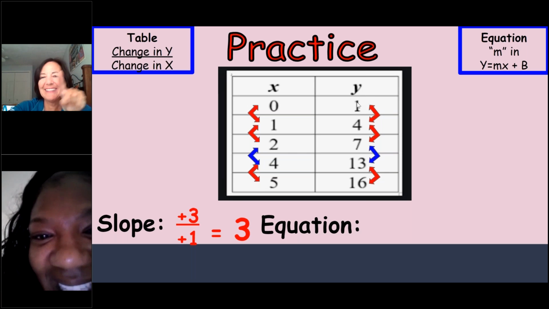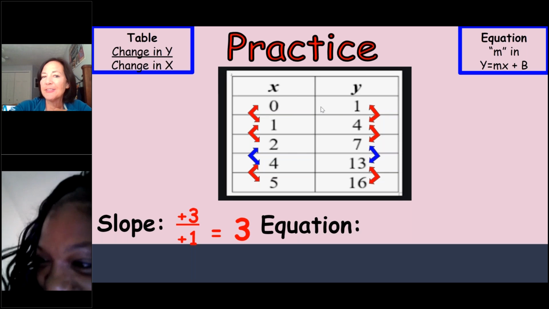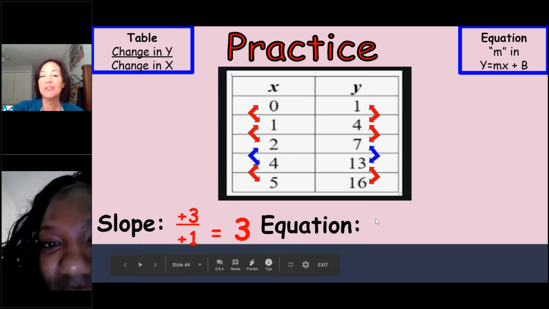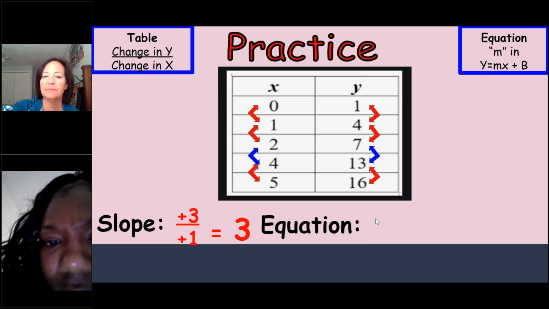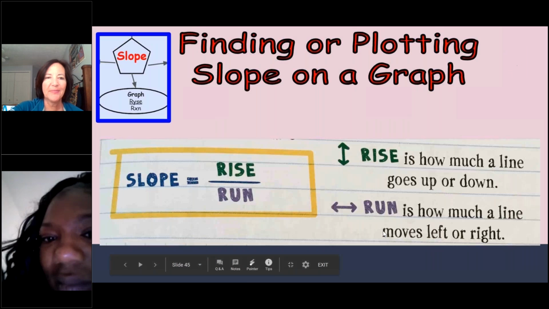You need that note page. Okay. When x is 0, whatever the value right next to 0 is, that's going to be your y-intercept. So if the y-intercept is 1, tell me my equation again. Y equals 3x plus 1. That's it. Good job.